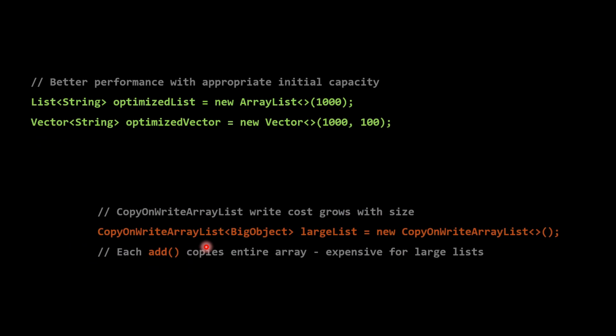Finally, let's consider capacity planning. For ArrayList and Vector, specify an initial capacity when you know the approximate size to avoid frequent resizing. Each resize operation copies all elements to a new array, incurring O of n time complexity. For CopyOnWriteArrayList, consider that each modification creates a full array copy, so write operations become increasingly expensive as the list grows.